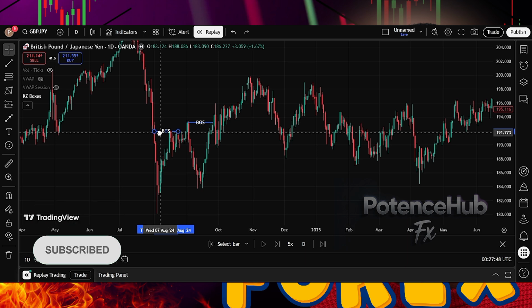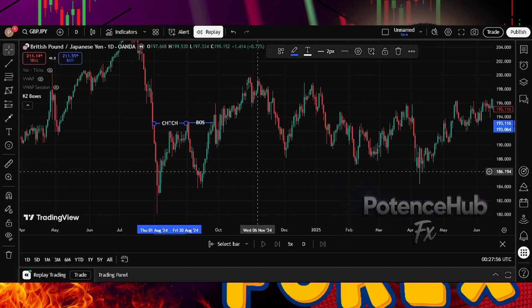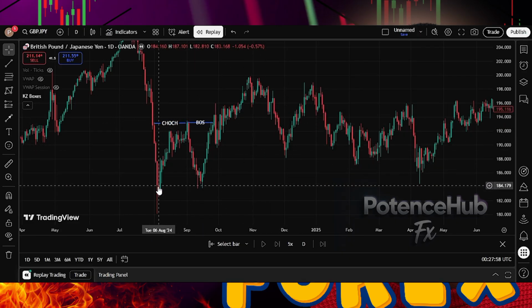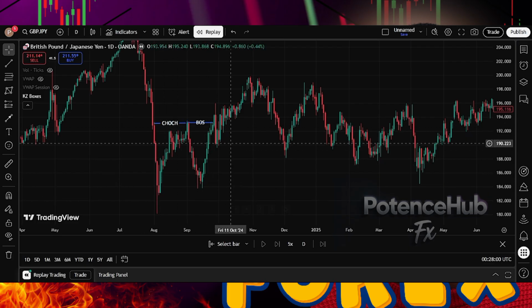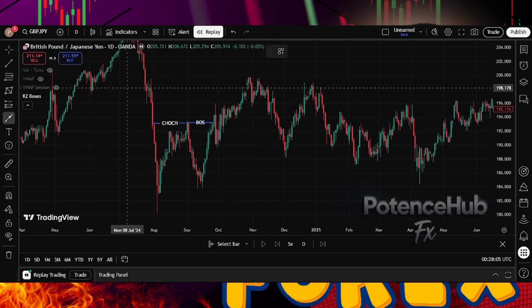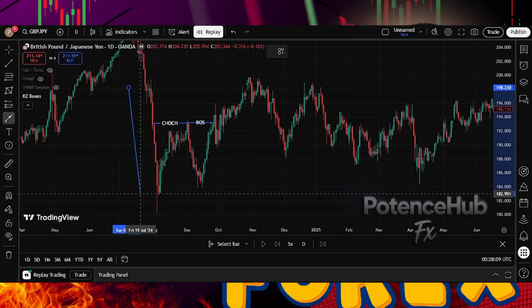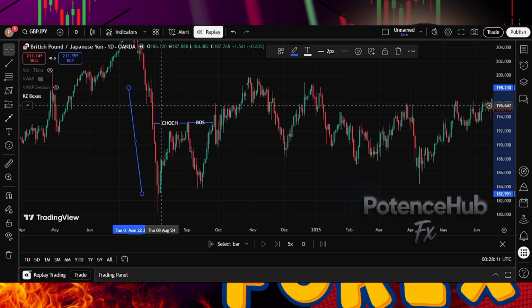This is the change of character. This is also a change of character, as well as a break of structure. As you can see, we're having a change of character here to be able to give us this break of structure, because this is actually on a downward trend. If you watch closely, you see that this is a downward trend movement. Are we together now?